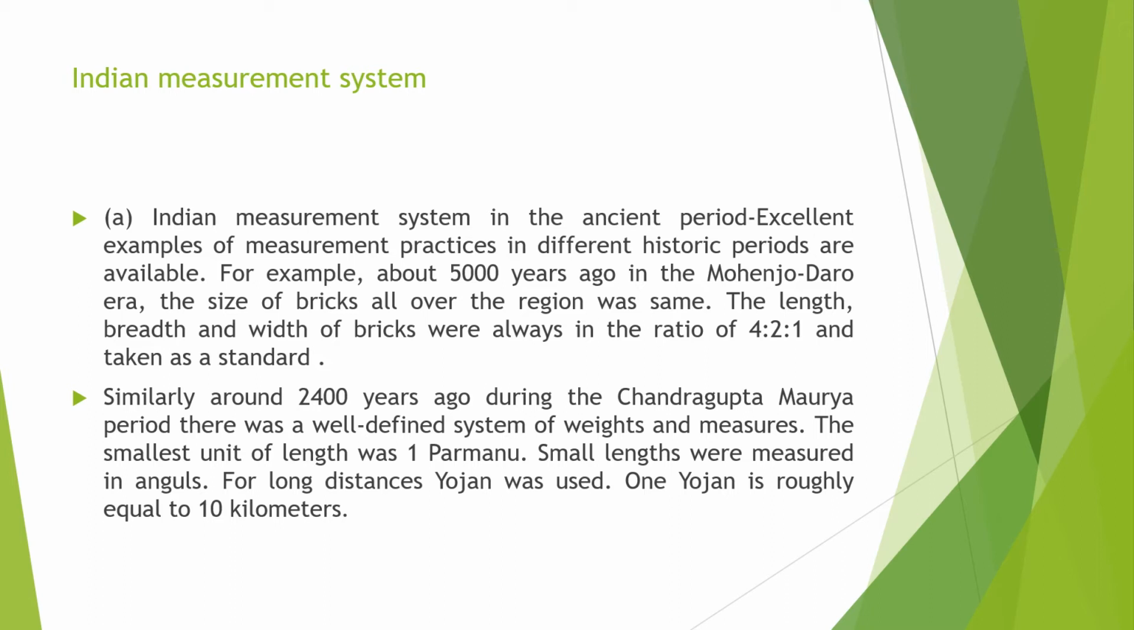Similarly, around 2,400 years ago, during the Chandragupta Maurya period, there was a well-defined system of weights and measures. The smallest unit of length was 1 parmanu. Small lengths were measured in anguls. For long distances, yojan was used, and 1 yojan is roughly equal to 10 kilometers.